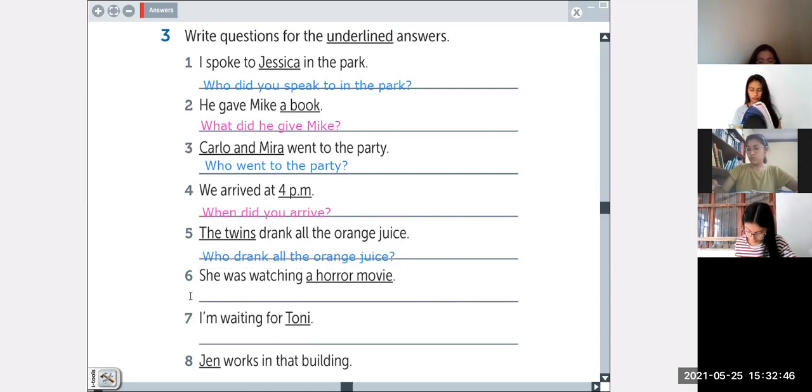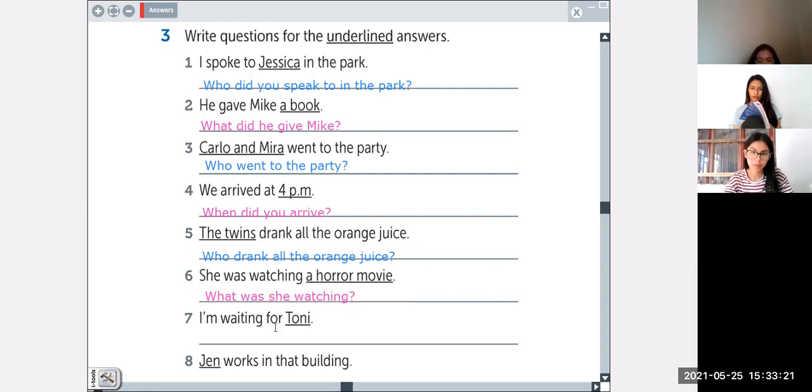Number 6. She was watching a horror movie. What is the WH question that we need to ask for a horror movie? What? ¿Qué podremos decir? What was she watching? Very good. What was she watching? She was watching a horror movie.